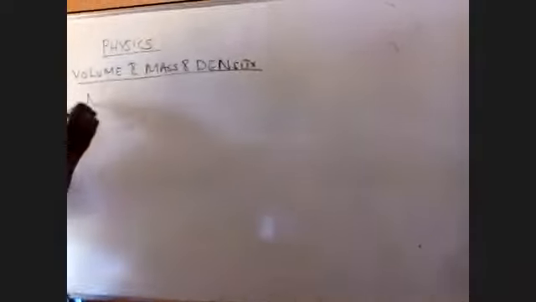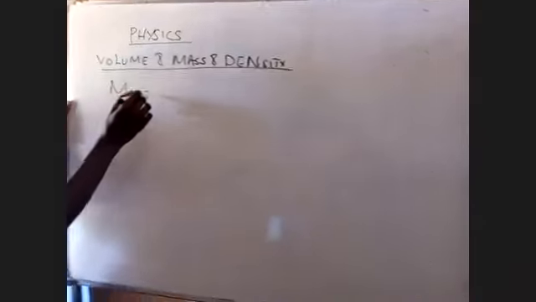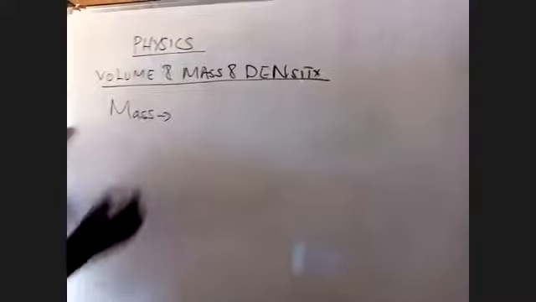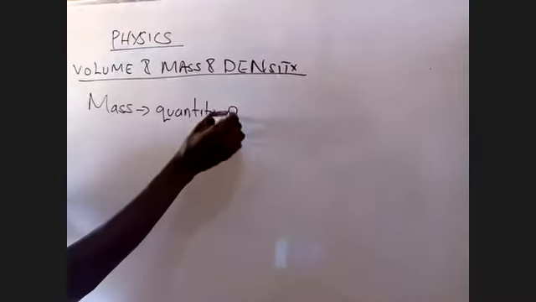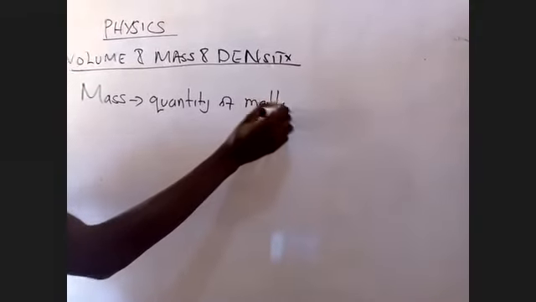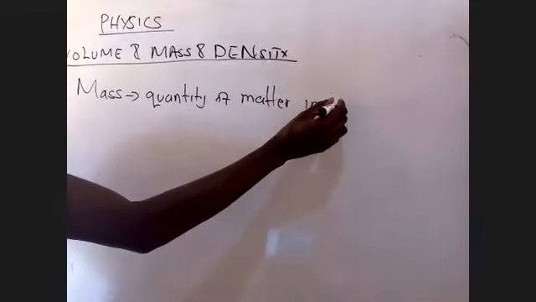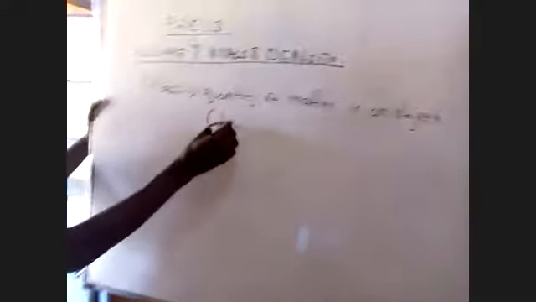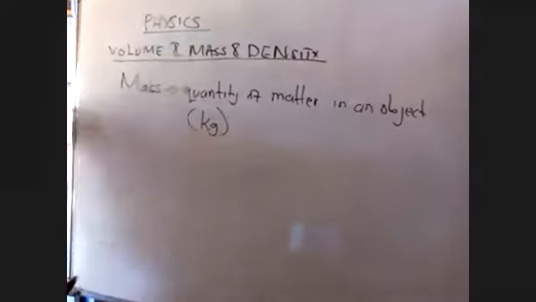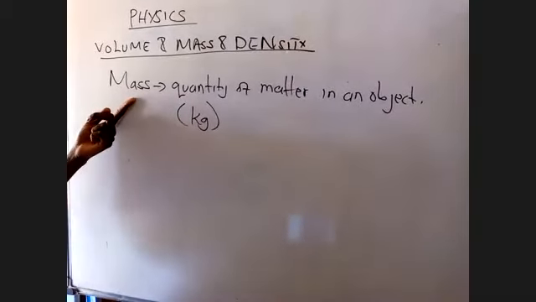So when we look at mass, at this point it is usually defined as the quantity of matter. It is the quantity of matter in an object, and the SI unit is usually kilograms.